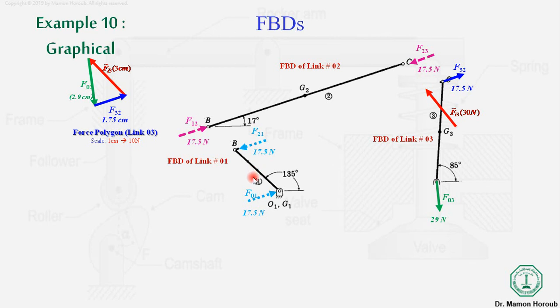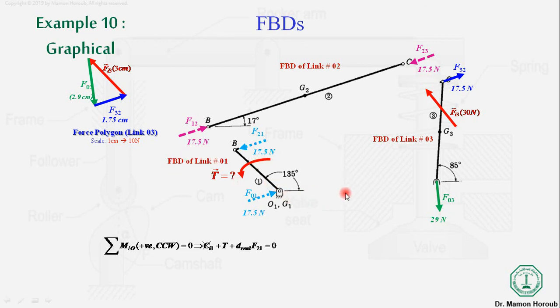In order to cancel the effect of the torque applied over here, we should have a couple, and now we will take the summation of moments over here in order to find the value of the input torque. For that we need the moment arm. Starting from here, the distance between these two forces of the couple should be measured, using the proper scale, in order to find the value of T on the input link 1.